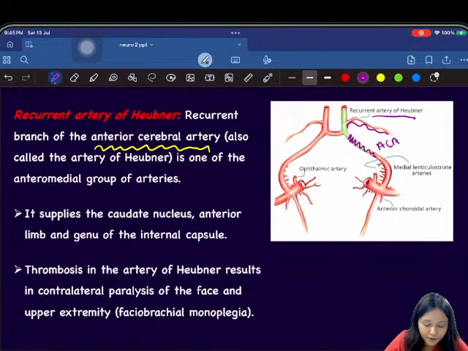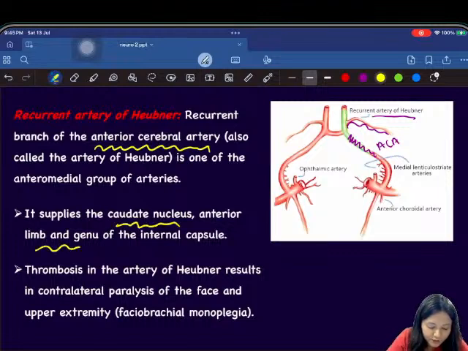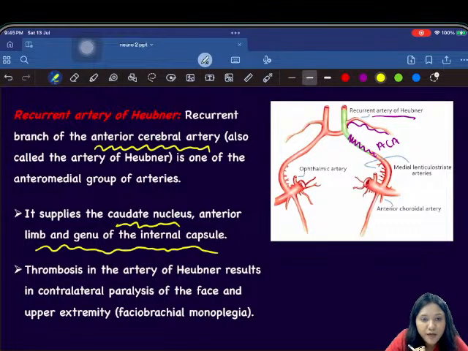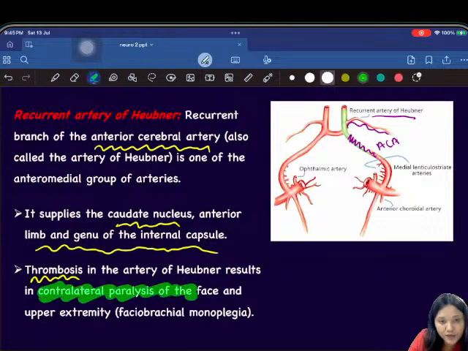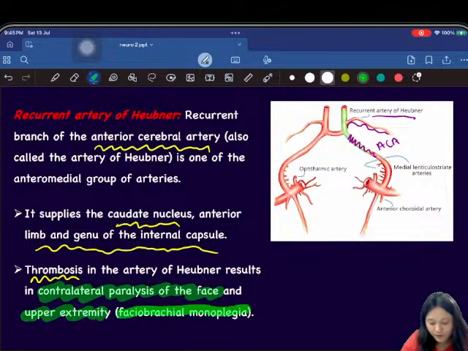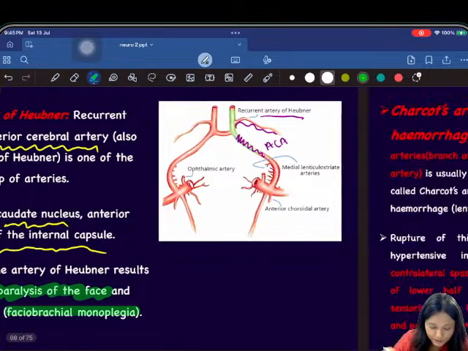Why is it important? Because it supplies your caudate nucleus, anterior limb and genu of the internal capsule. And if there is a thrombosis in the recurrent artery, there will be contralateral paralysis of the face and the upper extremity, and it is also known as facio-brachial monoplegia. So thrombosis of the recurrent artery of Heubner can cause contralateral paralysis of the face.